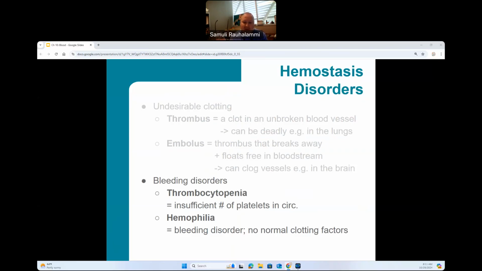And hemophilia, where normal clotting factors are altogether missing. This is a genetic, so inherited, disorder. And here even a minor tissue damage that would normally heal with no problem, like let's say a paper cut, can cause life-threatening, prolonged bleeding. So those were our two groups of disorders that I wanted to mention at this point.